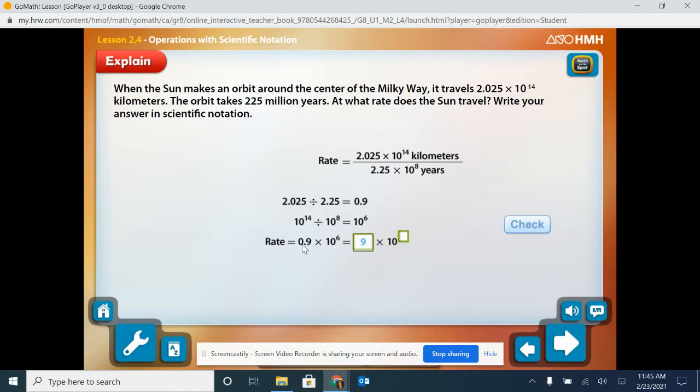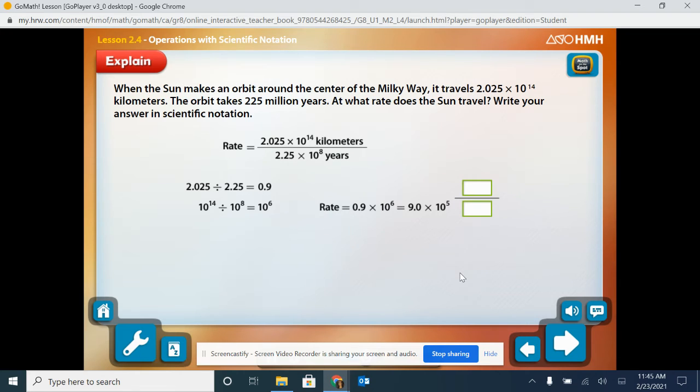Now, from 0.9, you made it bigger. So that means because you made the coefficient bigger, I have to make the exponent smaller. So instead of 6, I'm going to put a 5, okay? That's right. The quotient is 9 times 10 to the 5th power.